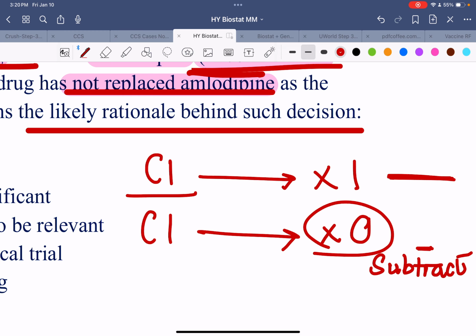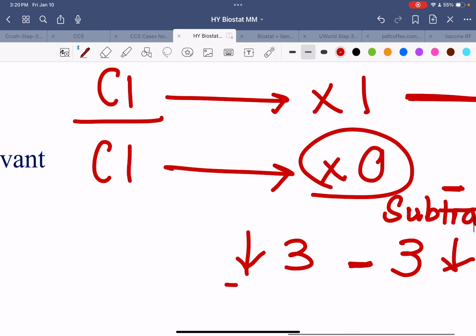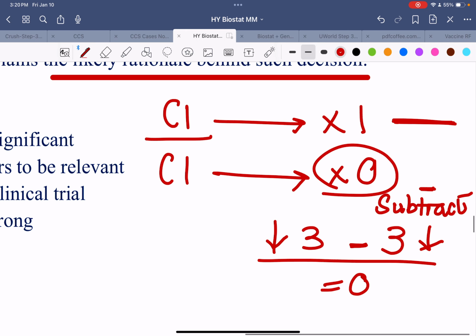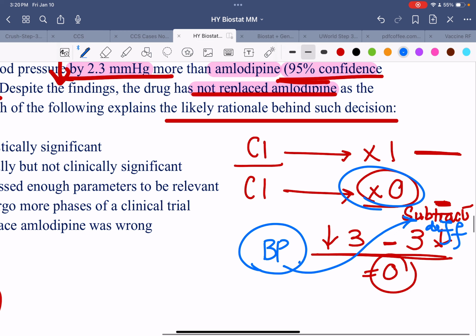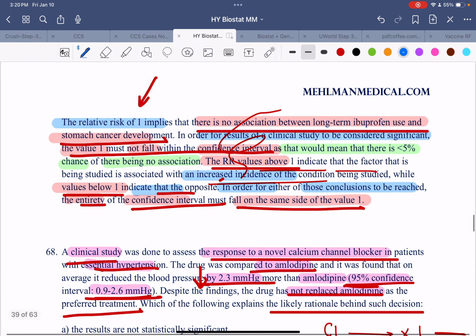Right? For example, this drug causes a 3 millimeter mercury decrease in blood pressure, and this drug also causes a 3 millimeter mercury decrease in blood pressure. And when we subtract the two, we find that it is 0. There is no difference between the two drugs. Amlodipine and the new drug are absolutely the same. So in this situation, where we are comparing the blood pressure findings, we have to subtract or find the difference. Whenever we have to subtract or find the difference, then we use the value of 0 as the nullifier for the confidence interval. If the value of 0 is present, then it will make the confidence interval statistically insignificant.